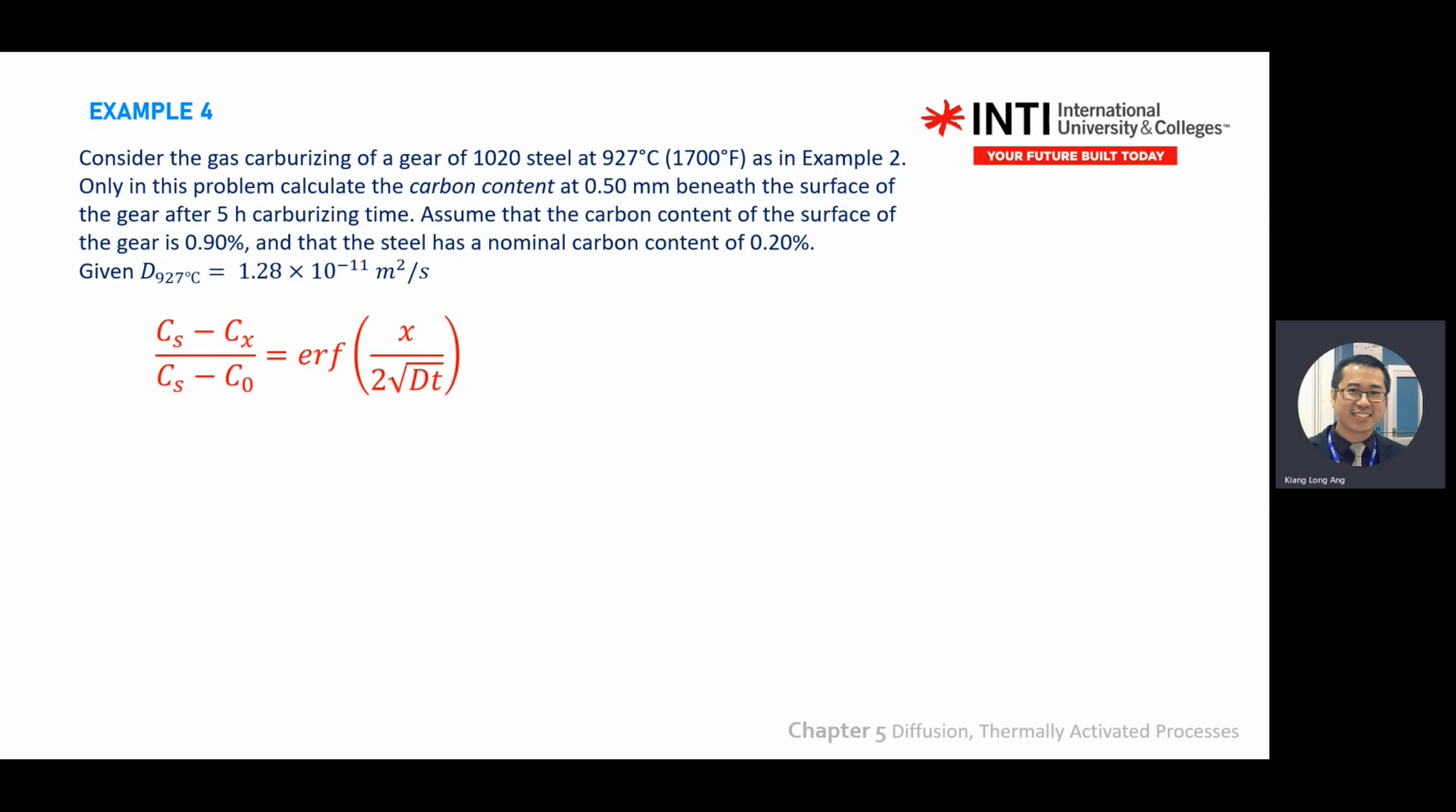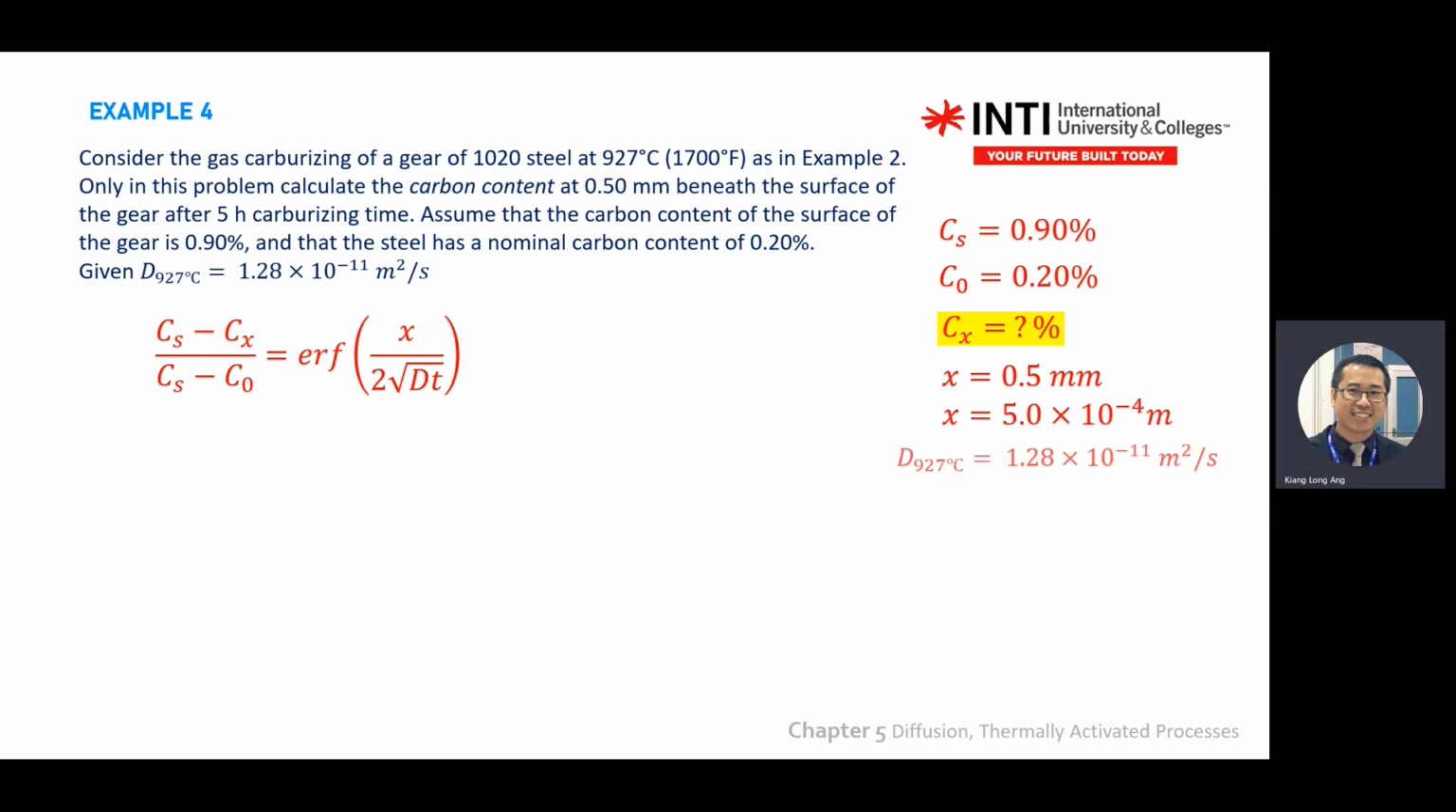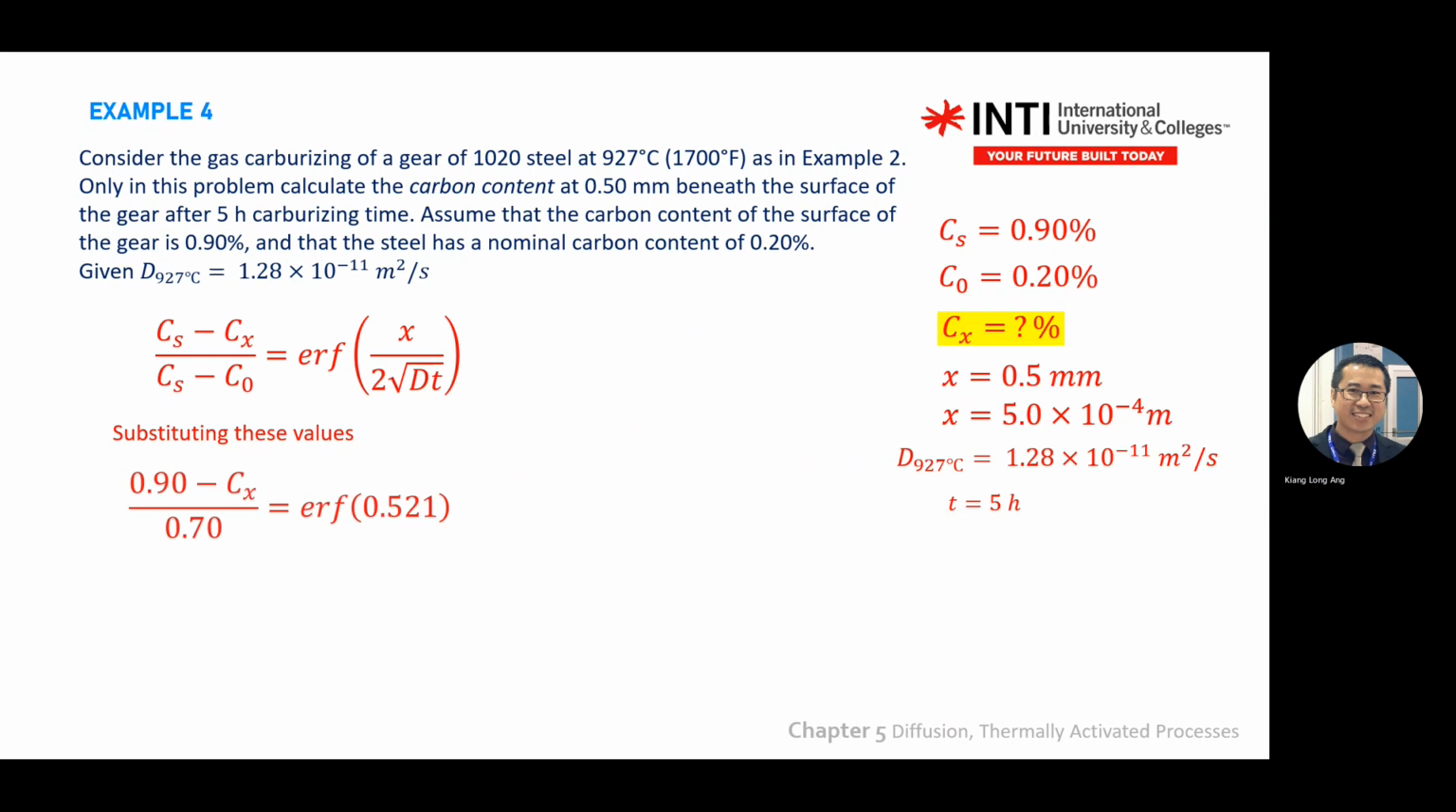Okay, so same equation. You have all the C's, you don't know your CX. You substitute. You change the hours into seconds. Basically you already have the value over here. So you have 0.9 minus CX divided by 0.7. You have the ERF value 0.521.